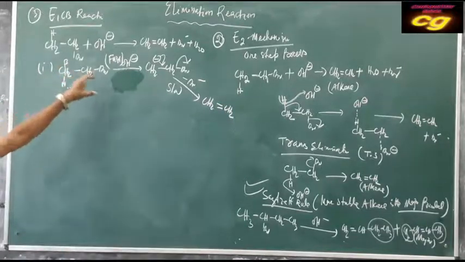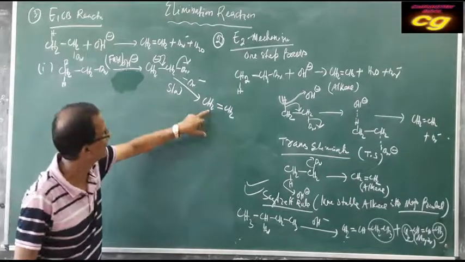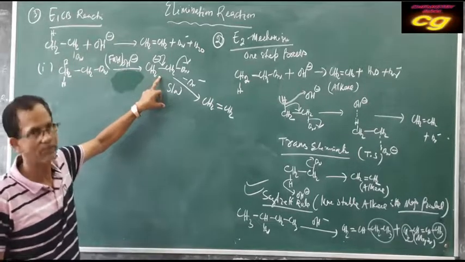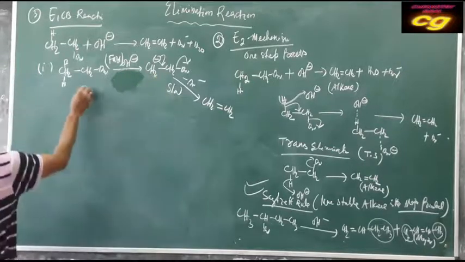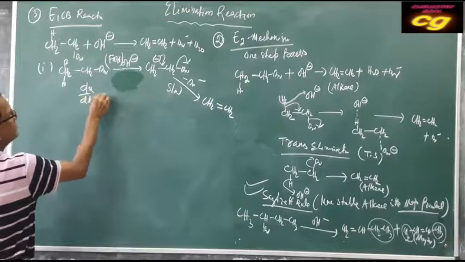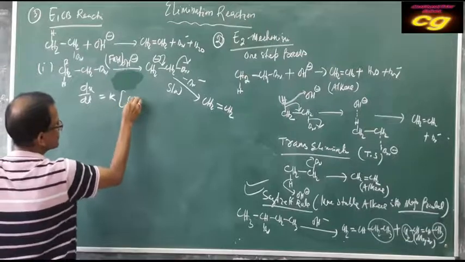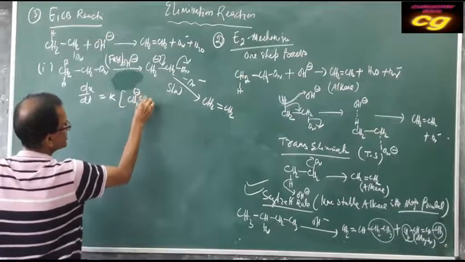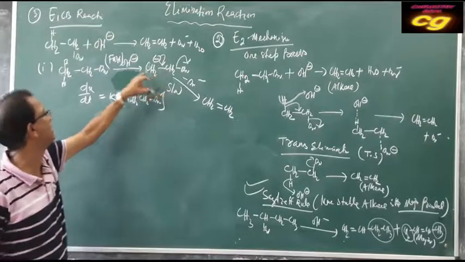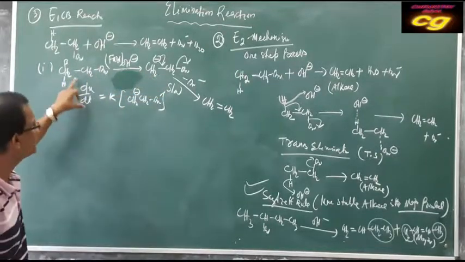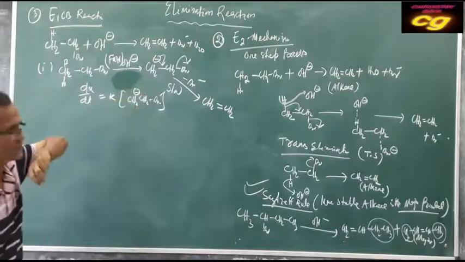As the conjugate base is involved in the formation of the alkene, this is the rate determining step. Here the rate determining step is the conjugate base. That means dx by dt is equal to K times the conjugate base CH2 minus CH2Br. We can convert the concentration in terms of the substrate.